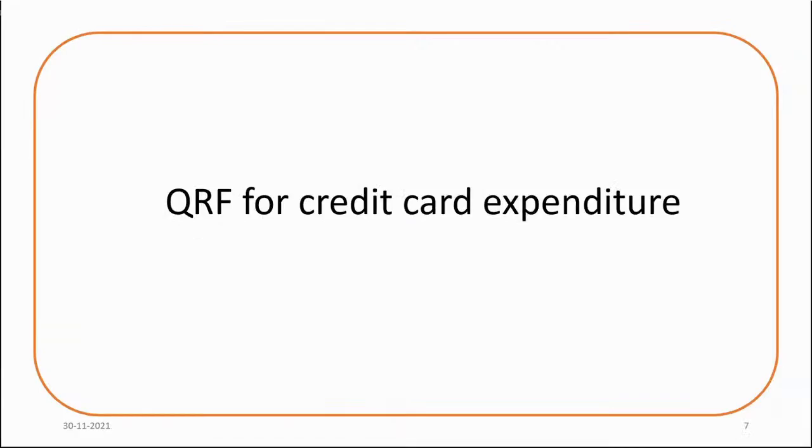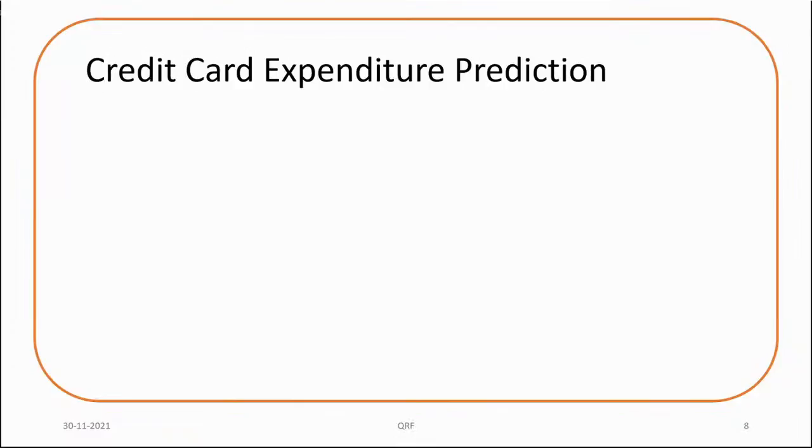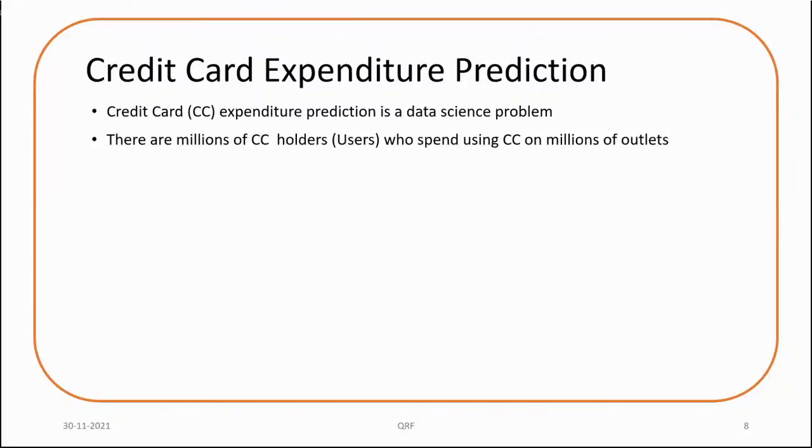My example is for credit card expenditure. Credit card expenditure is a business in which we want to know the credit card spend by individual users. This gives us a fairly good understanding of how much will be spent on credit cards and who will spend how much, and if we can predict it accurately, this gives us an enormous advantage in the business. So it is a data science problem, a prediction problem, a supervised learning problem.